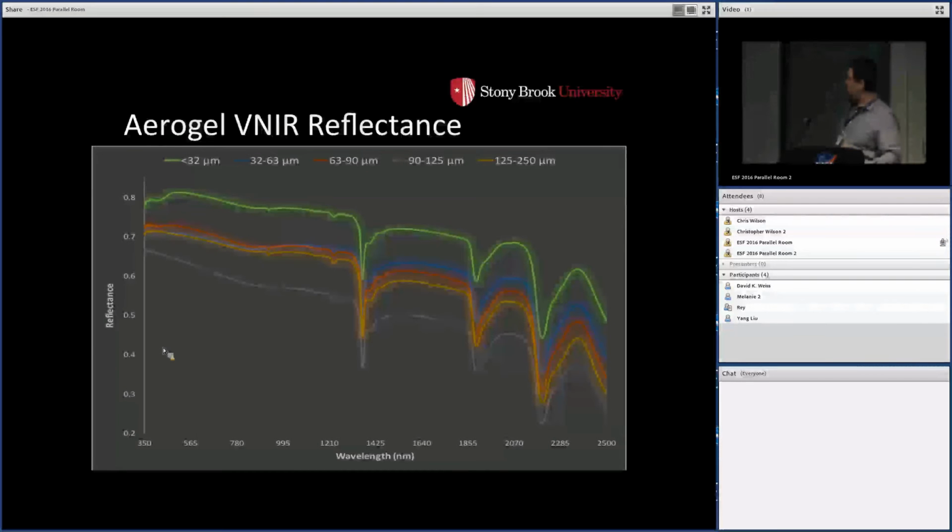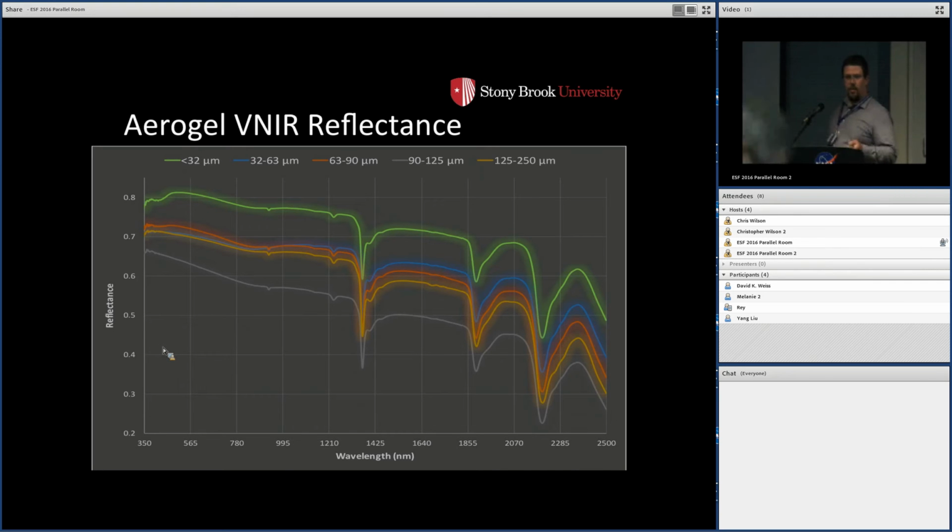This is in the visible and near-infrared. We go from 350 nanometer wavelength on the left over to 2.5 microns on the right. The strong absorption features that you see here are due to adsorbed water, the one at about 1400 and the one at about 1900, and then this is a silicon feature over here. These really small features, just to the left of the 1400 nanometer water feature, are probably leftover surface methyl groups from the manufacturing process of the aerogel that just didn't completely bake off when we were preparing this sample.